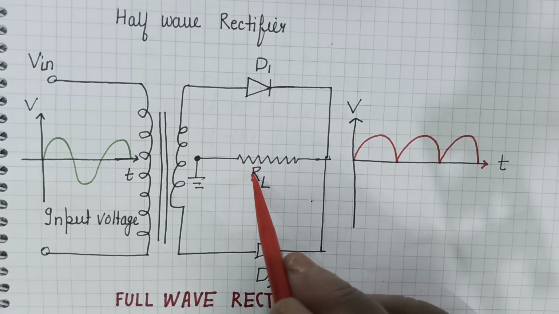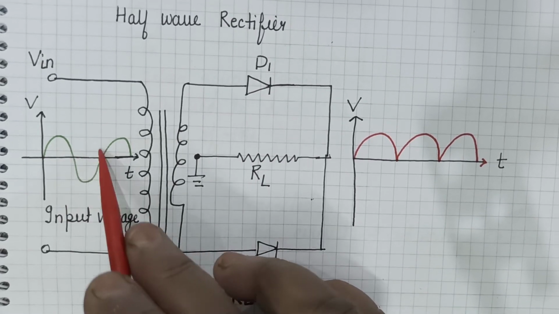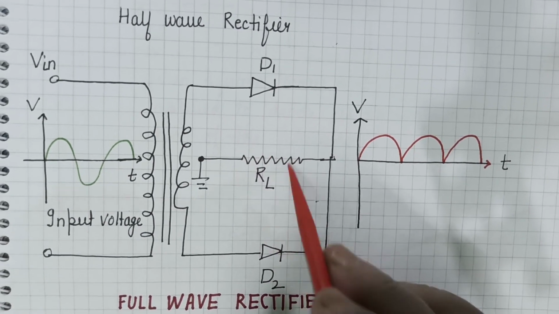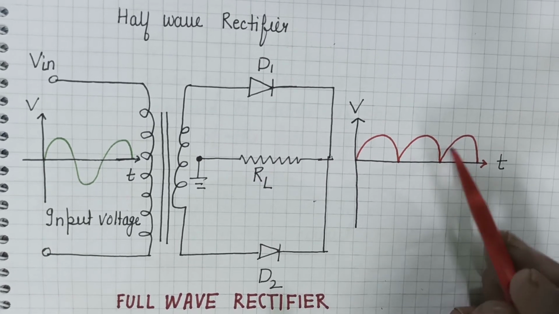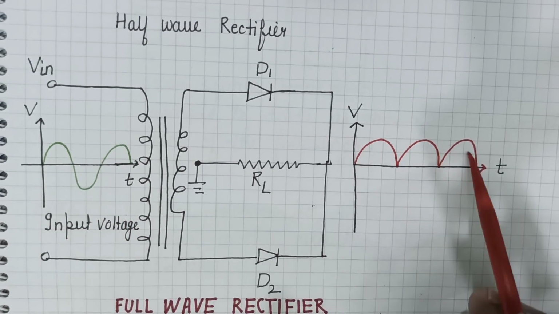In the load resistance, current is flowing this side due to D2 and this side due to D1 also. So actually using two diodes, both the half cycles appear in the output. But since the current is not changing its direction in the load resistance, it is fluctuating, its magnitude is changing, but its direction is not changing, and both the half cycles appear in the output.